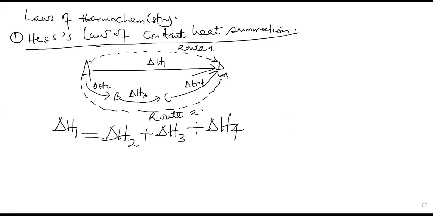So H1, one has jumped direct. But the one of root 2 has to go through the H2, the H3, the H4. But you have reached also. So this is what we call constant heat summation.